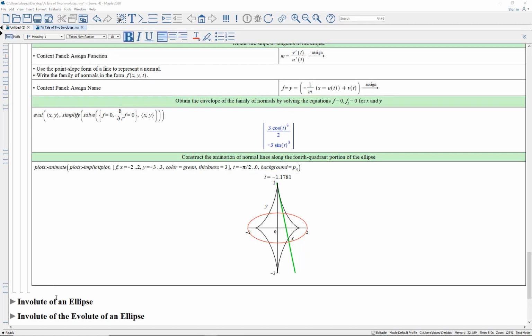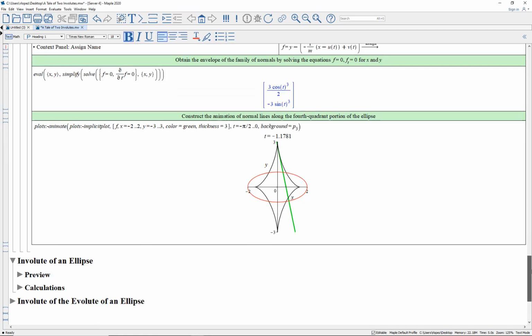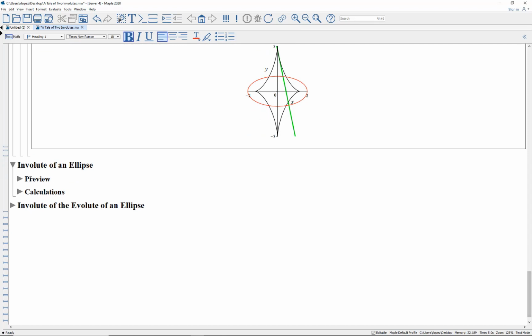Okay, by way of practice and understanding what an involute is, let's get the involute of this ellipse.